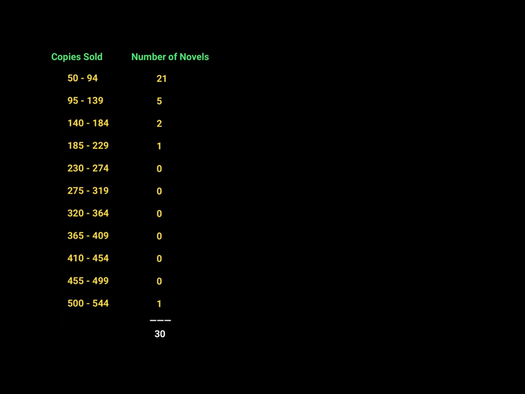The modal class of a frequency distribution is the class with the greatest frequency. So when you look at this table, which class has the greatest frequency? It's the first one that occurs the most often. It's not always the first class, by the way, but for this example, the modal class is this class here, 50 to 94.